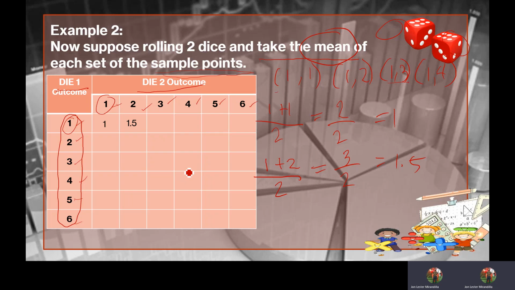Next tayo dito sa combination of outcomes na 1 and 3. So, you only need to add the 1 plus 3, then divide mo siya sa total values niya. So, we have 1 and 3, so divided by 2. So, 1 plus 3 is 4 divided by 2 is equal to 2. Check natin. Okay, 2.